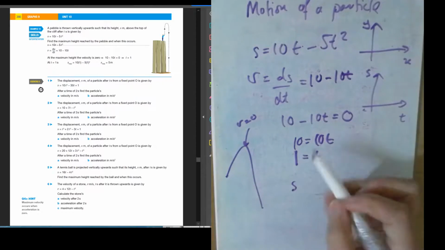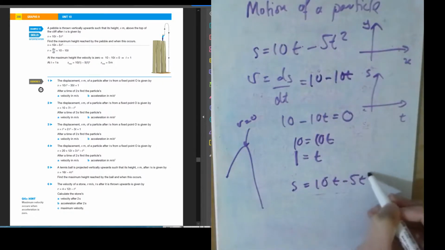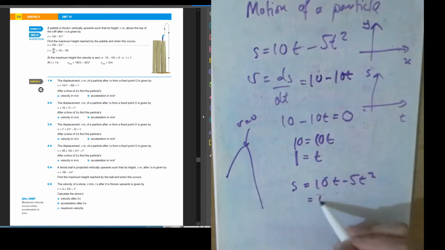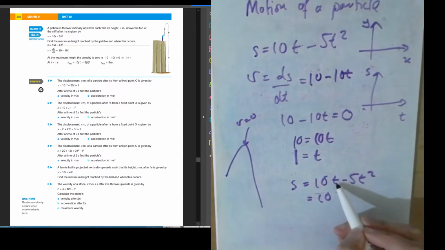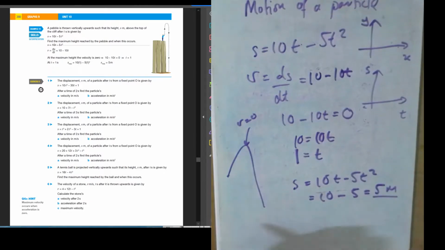So I'm going to put for s up here, 10t take away 5t squared. I'm now just going to substitute t, so 10 times 1 is 10, take away 5 times 1 squared, which is just 5. So that equals 5. Okay, so that was 5 meters, because I believe they were talking about meters above a cliff. Yes, they talk about meters. Does that make sense?